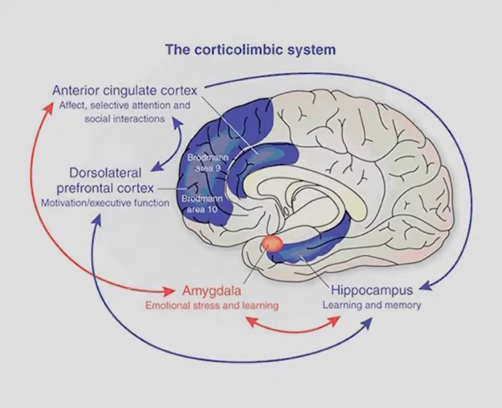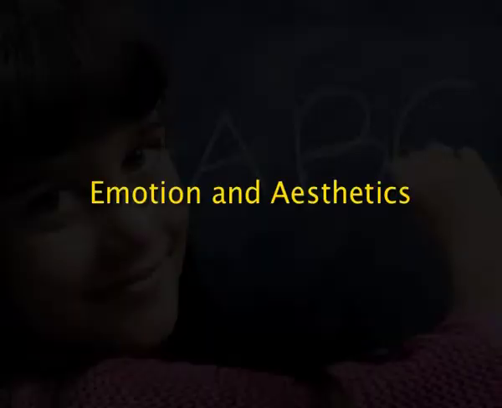Regions within the prefrontal cortex are implicated in motivation or willingness, and attention control, that is, individuals' willingness to focus and refocus on a particular task. The amygdala is involved in emotional stress and learning. Finally, the hippocampus is involved in learning and memory, or ability to remember and recollect. These areas of the brain seem most active during learning. However, the other areas of the brain have active roles to play as well during the process of learning. Emotion and aesthetics. When it comes to learning, emotion and aesthetics play a significant role.